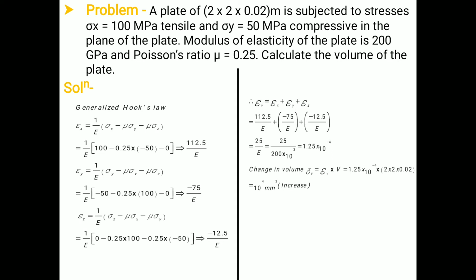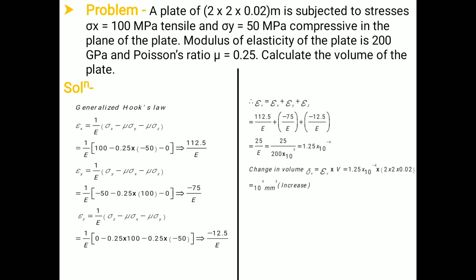Means it's a two-dimensional plate because its length and width are greater than its thickness, therefore we can consider it as a two-dimensional plate. This particular plate is subjected to a stress of sigma x, means it is the value of stress along x direction of the plate and that value is 100 MPa tensile. 100 MPa tensile means it is acting away from the plate. So it is tensile in nature, we can consider it as a positive one.